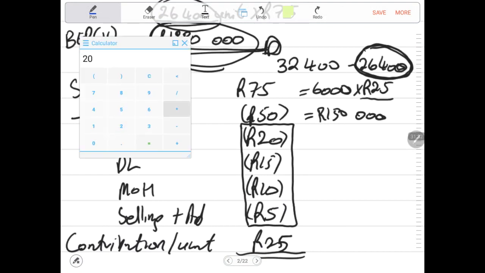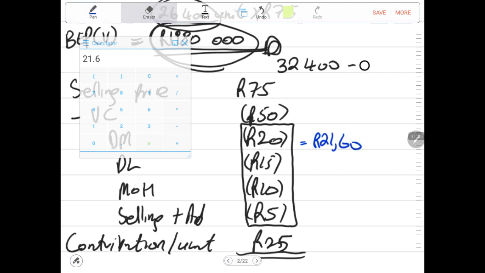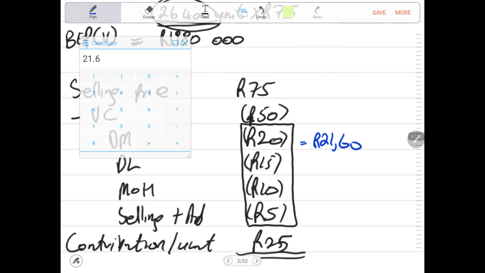Therefore, now 20 Rand multiplied by 1.08 gives us 21 Rand 60 cents. That means we are expecting an increase in the material cost to 21 Rand 60 cents, meaning from 20 Rand by 1 Rand 60 to 21 Rand 60. They could have said increase by 1 Rand 60 cents, but they decided to say increase by a percentage.